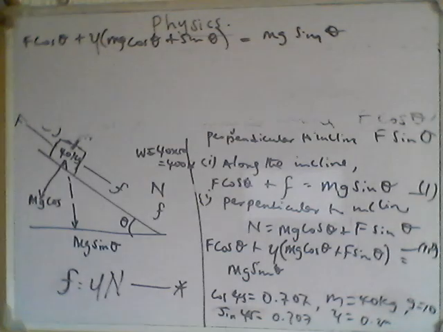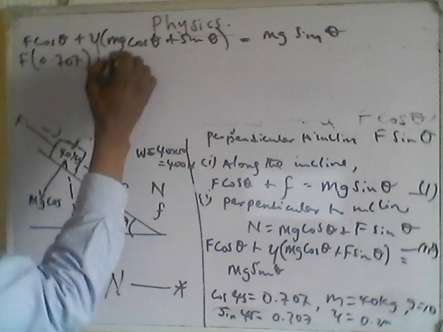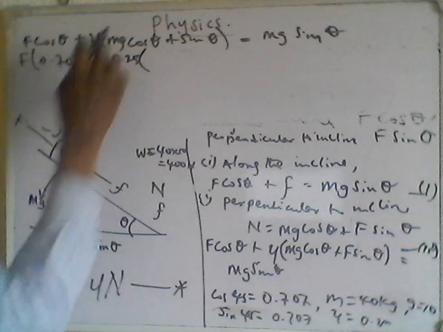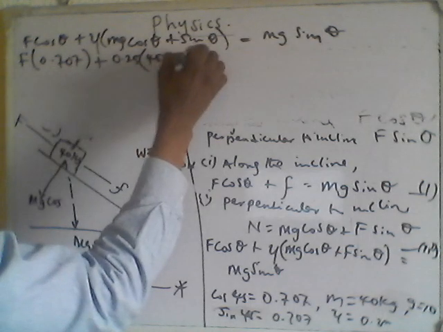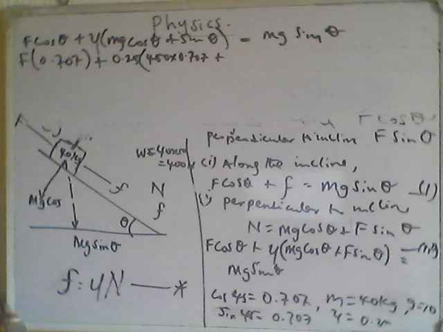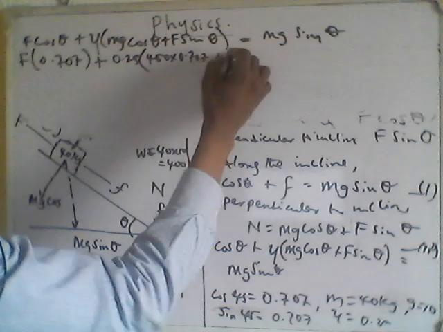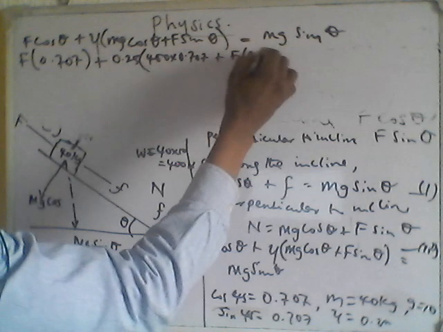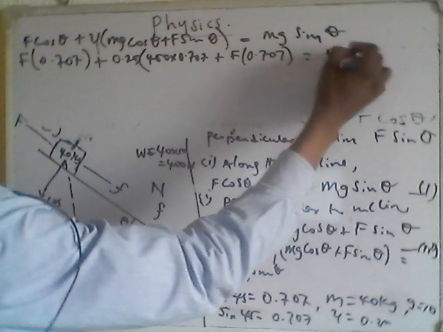So I can put in all this that I have here. F is what we're looking for. Cos theta is 0.707, then plus mu, which is 0.25, then open bracket, mg is given as 400, so 400 times 0.707, plus f sine theta, so plus f, which is unknown, times 0.707, close the bracket, is equal to mg sine theta. Mg is 400, and sine theta is 0.707.